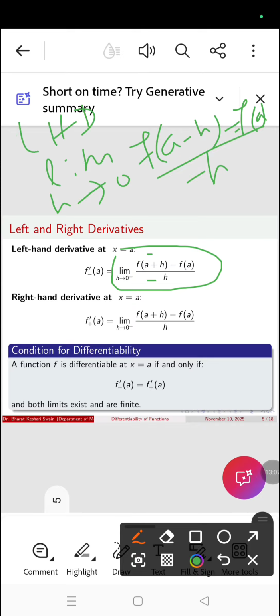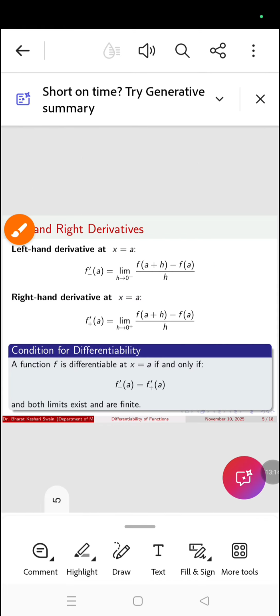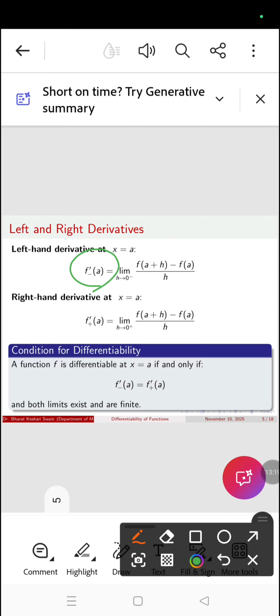Similarly, for the right hand derivative, we can write, and this is the notation. Here, f dash a minus is the notation for the left hand derivative, where minus is for left hand derivative. Similarly, for the right hand derivative, RHD, we denote this as f dash a plus.